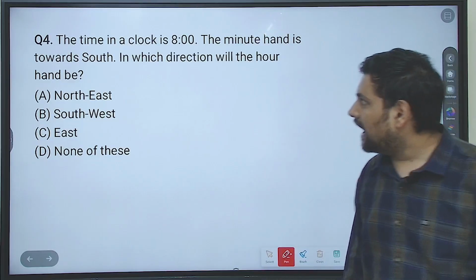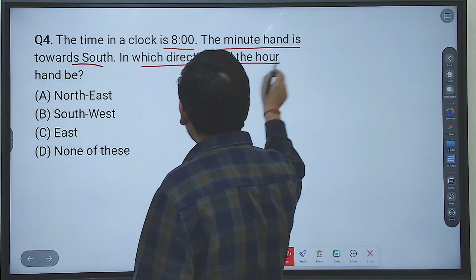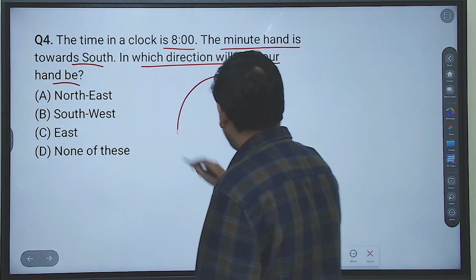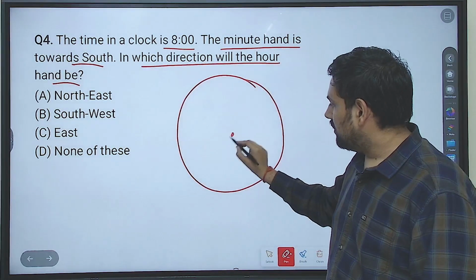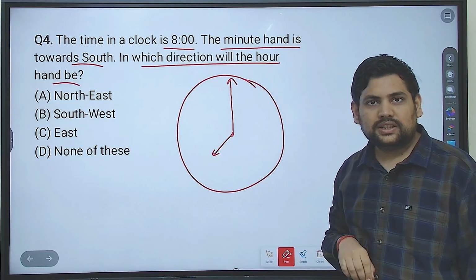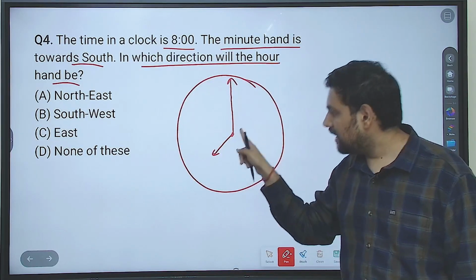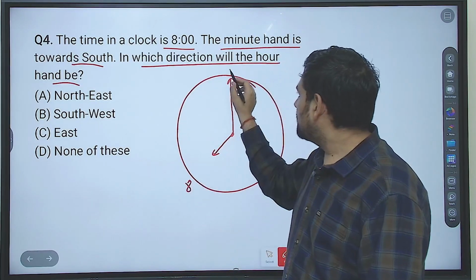Then the time in a clock is 8. The minute hand is towards south. In which direction will the hour hand be? Now the time is 8 o'clock. So 8 o'clock means small is here and longer one is there, that is hour hand and minute hand. Now this is pointing towards 8 and that is pointing towards 12.